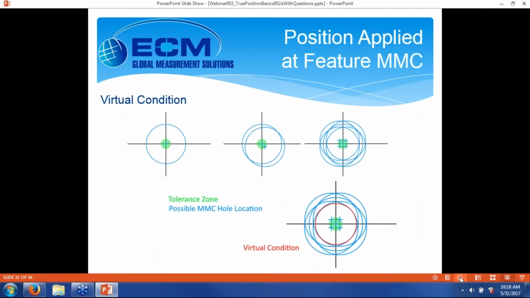Okay, quick illustration of virtual condition. We've got our tolerance zone, and here's a possible location of the hole at MMC. But here's another possible location of the hole at MMC. The center could be just on the edge of the tolerance zone, and your hole's there, and that part would be good. Or it could be at any one of these locations, right? So virtual condition then describes that inner boundary of all those possibilities for a hole in MMC, right? And your part has to stay out of that, or it won't fit.